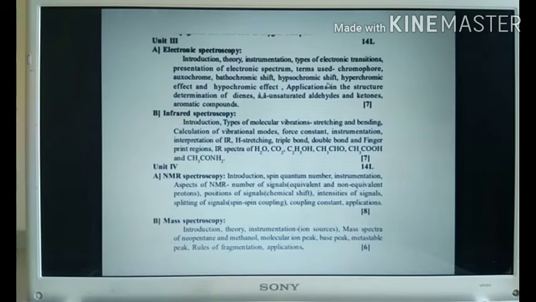Bathochromic shift, hypsochromic shift, hyperchromic shift, or effect you can say, or hypochromic effect. And then the application of this UV-visible or electronic spectroscopy in the determination of dienes and alpha-beta unsaturated aldehydes and ketones and aromatic compounds.